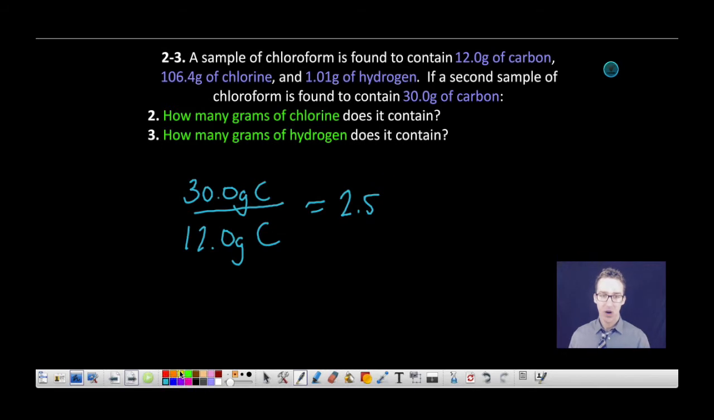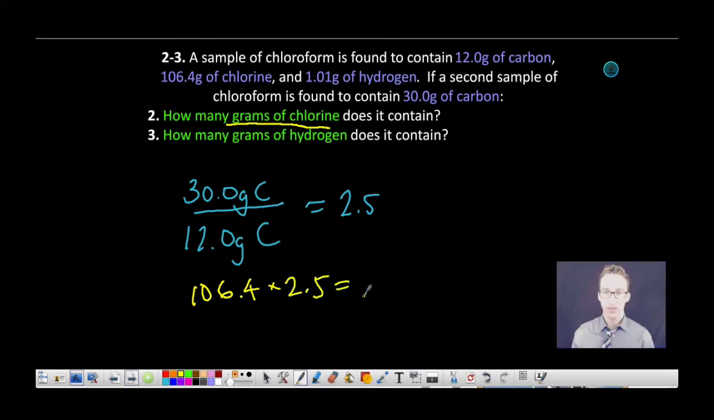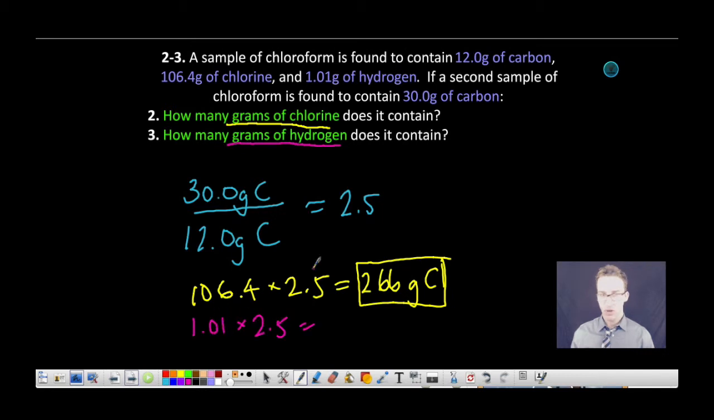So if we're going to determine the grams of chlorine, we're going to take 106 times 2.5. That means in the second sample, we're going to have a mass of 266 grams of chlorine. And when we're looking for grams of hydrogen, again in that second sample, it's going to be 2.5 times the amount we found in the initial sample. And that'll get us to about 2.53 grams of hydrogen in the second sample.